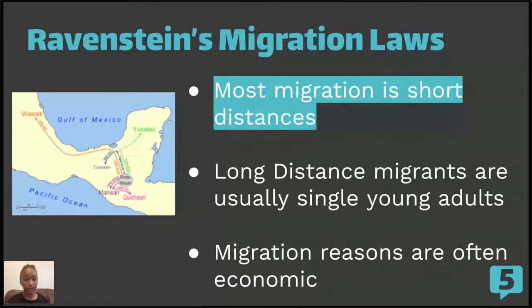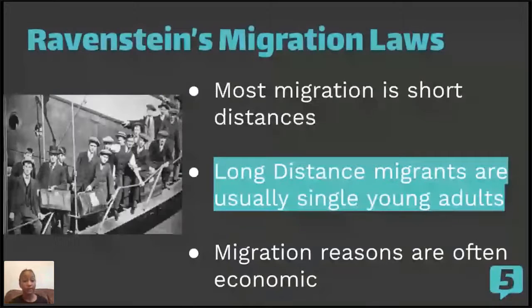Okay, we're going to go on to the second key point in Ravenstein's migration laws. Long distance migrants are usually single young adults. So this image that you see here is in Australia in 1921. So we see some young men disembarking a ship. So young adults make up most migrants. This is something that's still true today, though we do have a lot more families migrating.